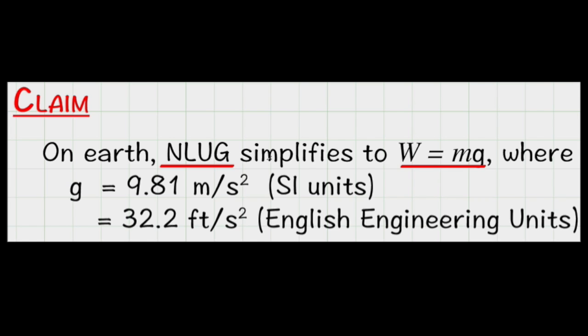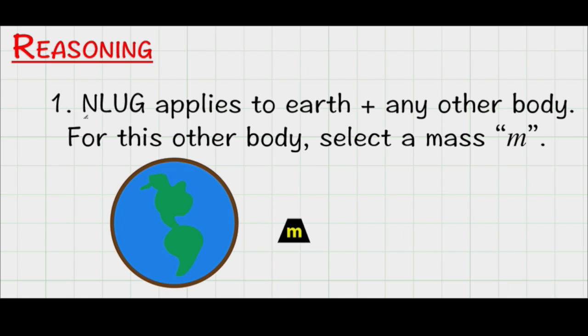And in the process of deriving this equation, the constant g is revealed to be 9.81 meters per second squared in SI units and 32.2 feet per second squared in English units. Here are the reasons why I make that claim. Number one, Newton's law of gravity applies to any two bodies, therefore it must apply to Earth plus any other body. So I identify a mass m as body 2 and the Earth as body 1.